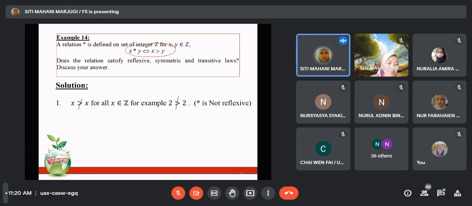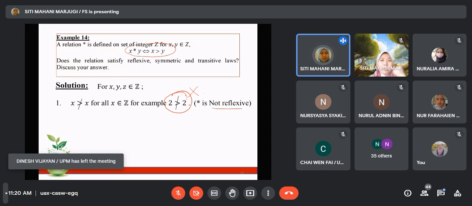Okay, so x greater than x. For example, if we take any number here, is 2 greater than 2? Suppose it is not reflexive, because it is not true. 2 is not greater than 2. So this is not true. Show that this is not reflexive. If you want to show the example, you can give the example if you can.